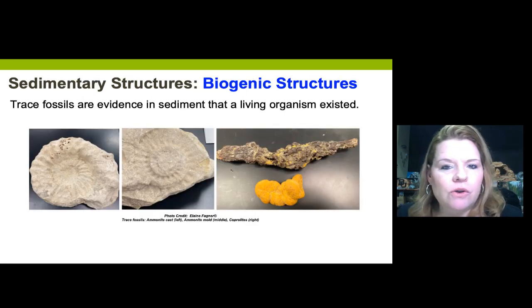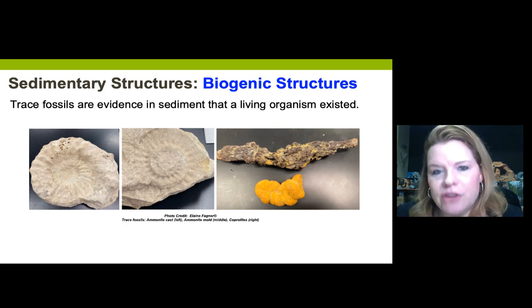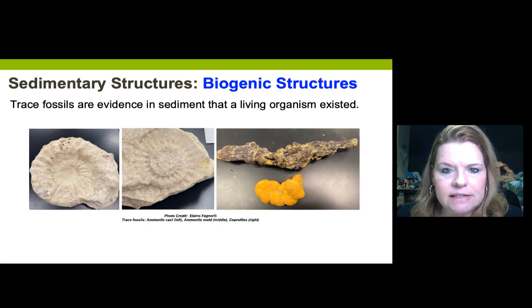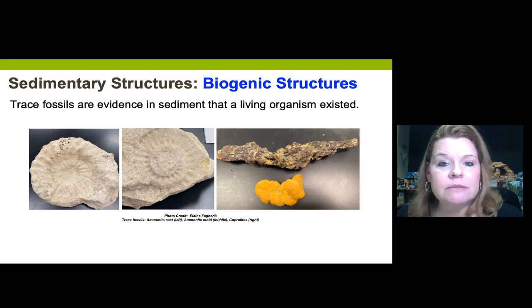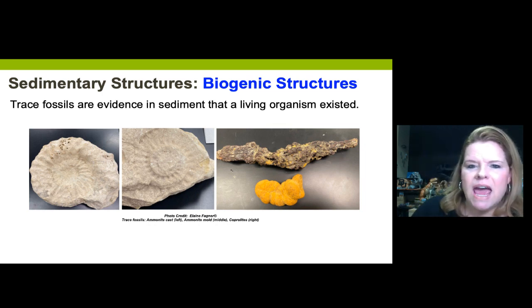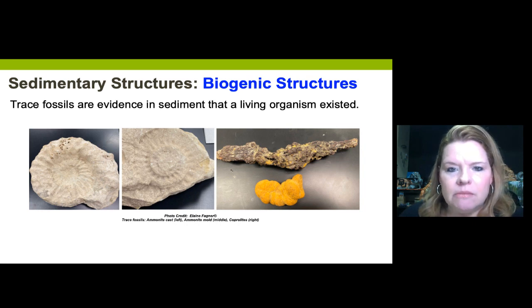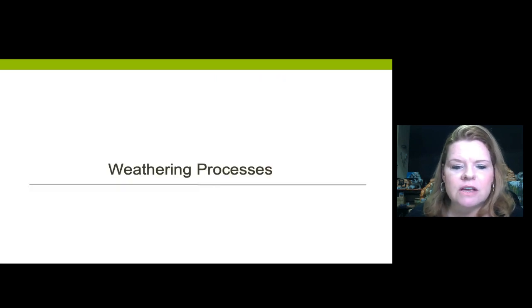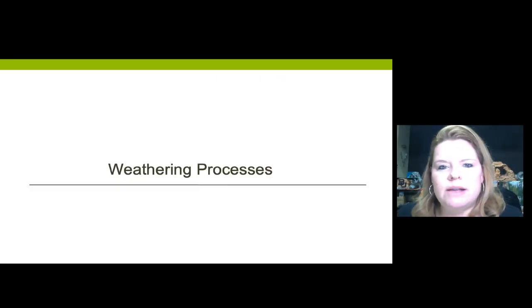Biogenic structures. We learned about trace fossils last time as well. So trace fossils are the evidence that animals once existed, or plants or microorganisms, any kind of fossil. And biogenic, meaning biological, structures are just that: they're fossils, specifically trace fossils. So that moves us into weathering processes.